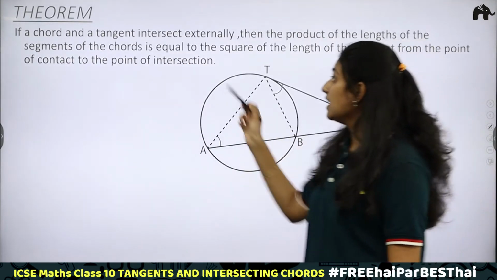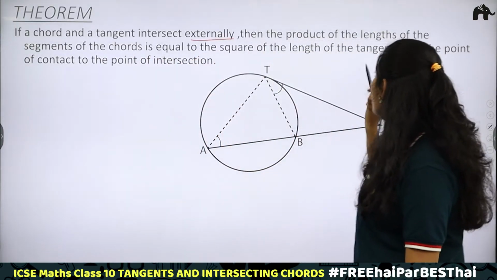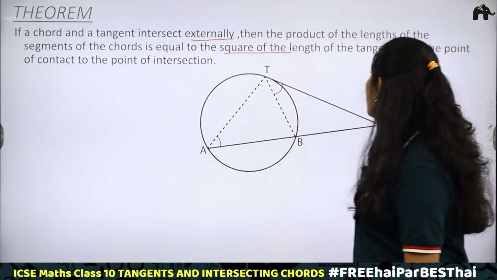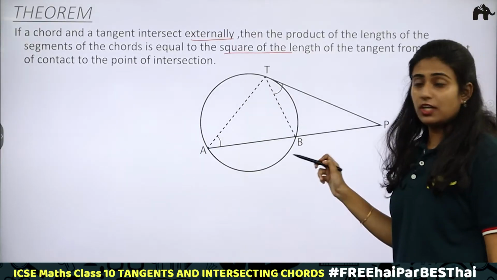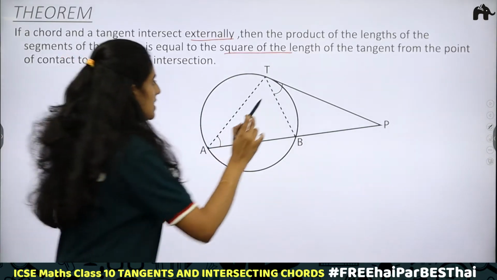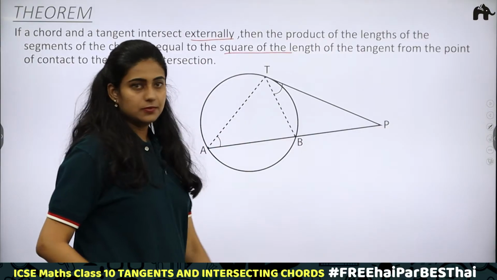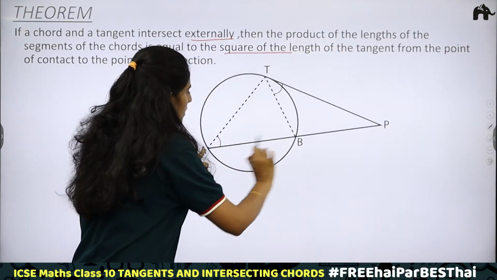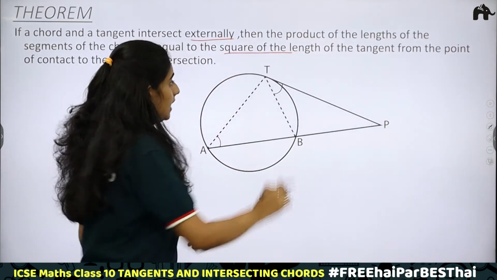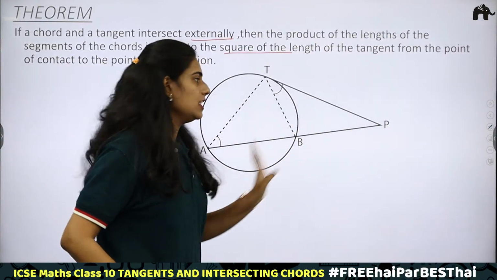The statement is, if a chord and a tangent intersect externally, then the product of the length of the segments of the chord is equal to the square of the length of the tangent from the point of contact to the point of intersection. Here we have the circle. In the circle, TP is the tangent, AB is the chord. From the chord AB, we are extending AB to a point P, such that the tangent intersects the chord extended at point P.